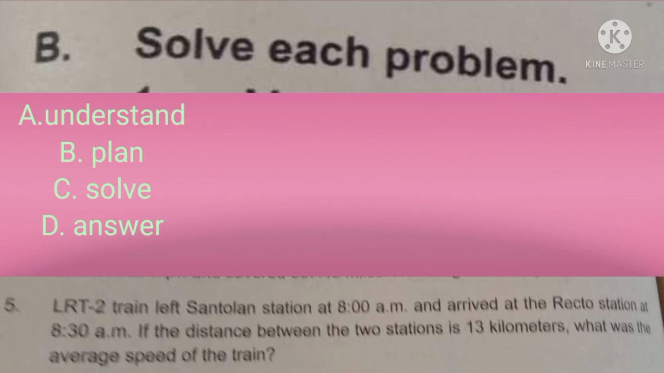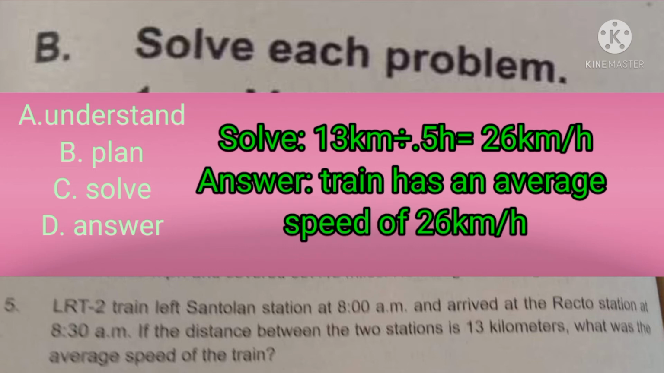What's the plan? What operation to use? Division. What is the equation? 13 divided by 0.5 is equal to n. Where do we get 0.5? We just subtract: 830 minus 800 is equal to 30. So 30 minutes in the hour is equal to 0.5. So let's solve. 13 km divided by 0.5 hours is equal to 26 km per hour. So the answer here is the train has an average speed of 26 km per hour.